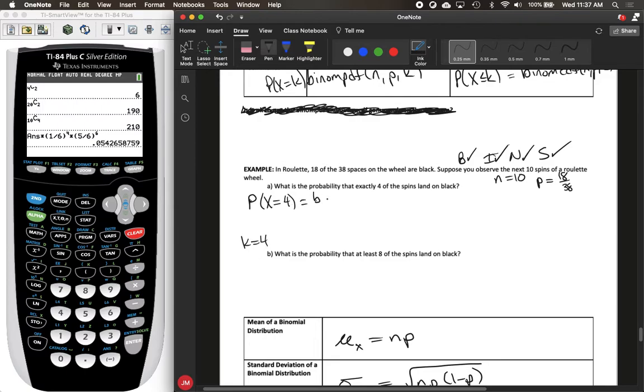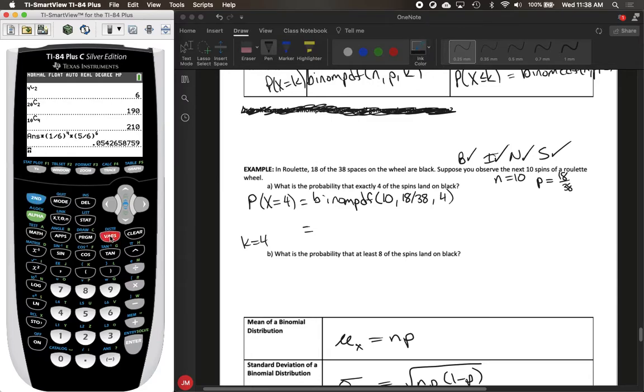So what we need to do on our calculator is type in binompdf. Our n is 10, p is 18 out of 38, and k is 4. Without even having to use the formula, the calculator is going to do it all for us. To get to binompdf, it is the same place as normalpdf and normalcdf. If you hit 2nd Vars, you'll get there. Binomial is towards the bottom of the list, so if you hit the up arrow, you'll get to it a little bit quicker, and we're choosing option A for binompdf.